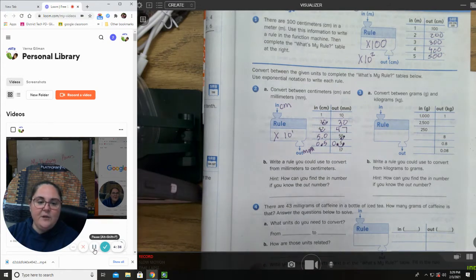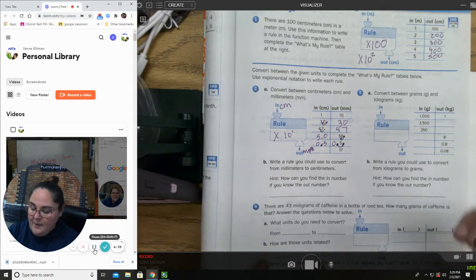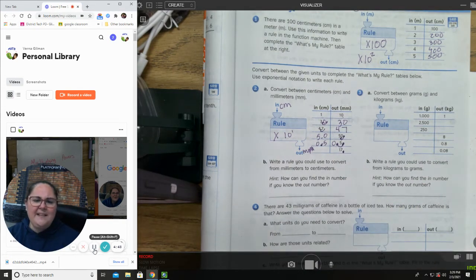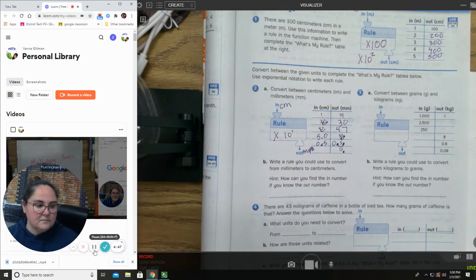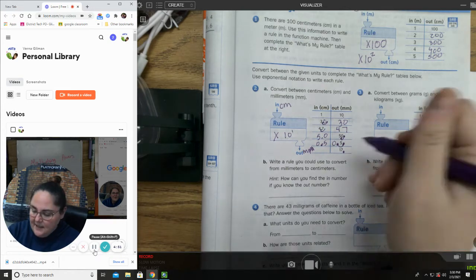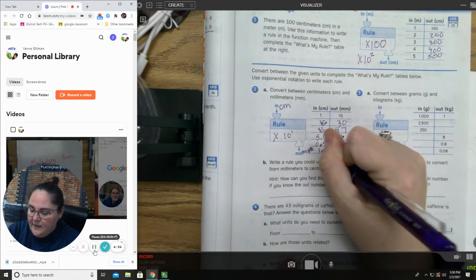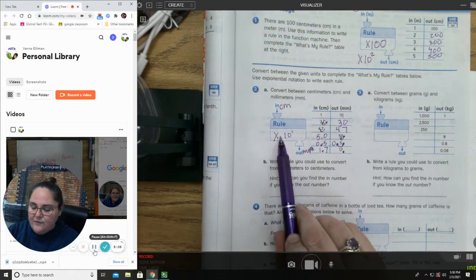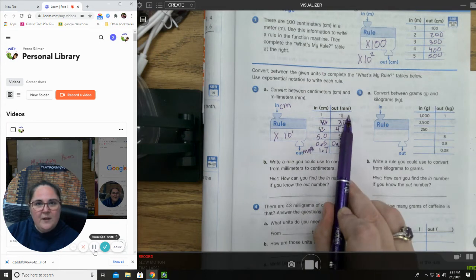I want you to see if you can figure out the next one. So imagine my decimal is here. What would my answer be? How many centimeters is 17 millimeters? For this answer, if I move my decimal 1 space, it would go right between the 1 and the 7. So my answer would be 1.7. So write a rule that you could use to convert from millimeters to centimeters. Well, this is my rule going this way. So what did we do to go this way?